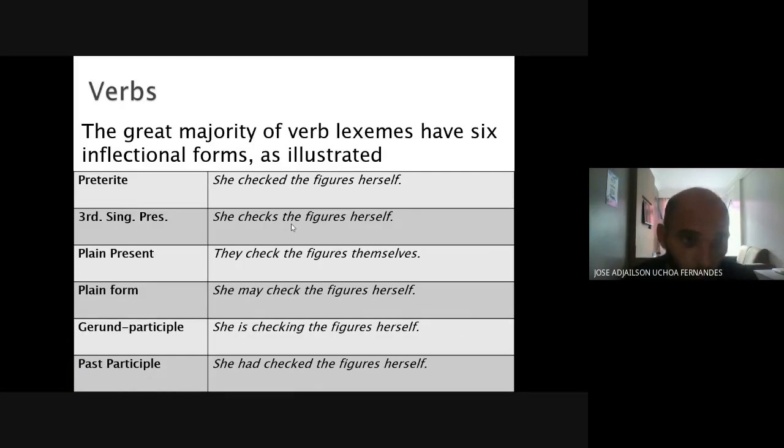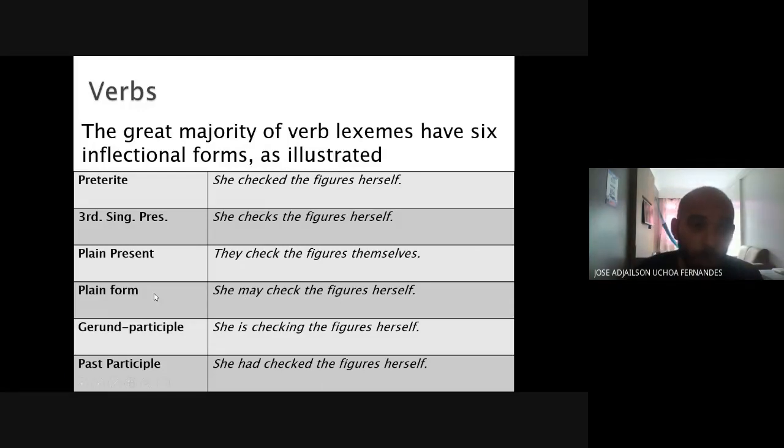The plain present is basically this one that is like simple present, but not for third person. You see? It's simple present for all the other pronouns. So the plain present is a kind of broader, let's use this metaphor, version of third singular present. Plain present is a verb in the present, which is not third person. So check. They check the figures themselves.